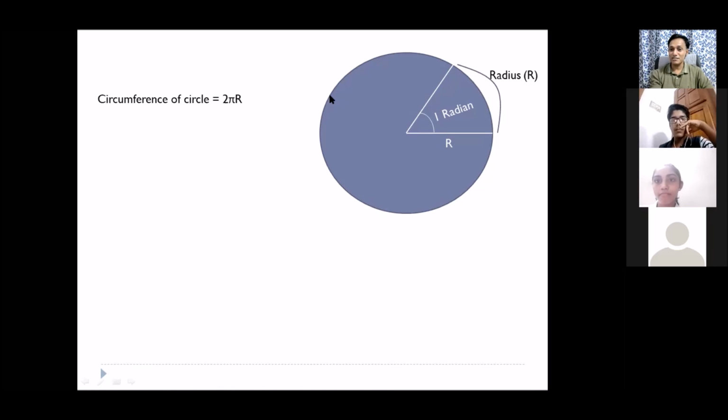You see, circumference is 2 pi R, right? Now if you draw this, you will get like this. Why? 2 pi means what? 6.28, right? 2 into 3.14. So that means how many such pieces will be there? 6.28 such pieces will be there. This is 1 radius, 2 radius, 3 radius, 4, 5, 6. But circumference is not 6R. Circumference is 2 pi, 6.28. What is this value?